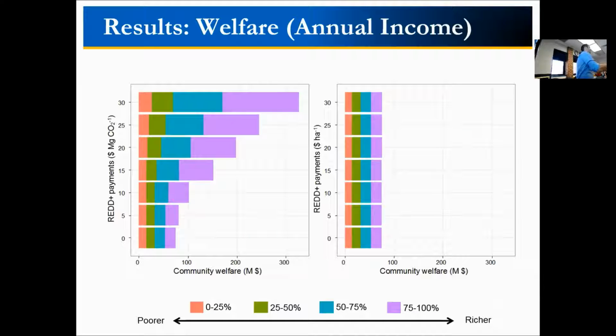Of course, if you're giving another option to the households, they can make more money overall. But you can see that most of the households benefiting from REDD in this case are the richest ones. Okay? The welfare of the poorest ones does not change much. It changes a bit, but it doesn't change much.